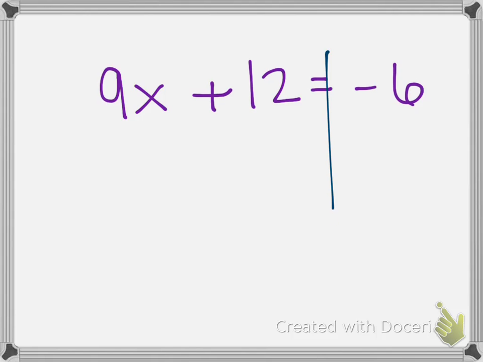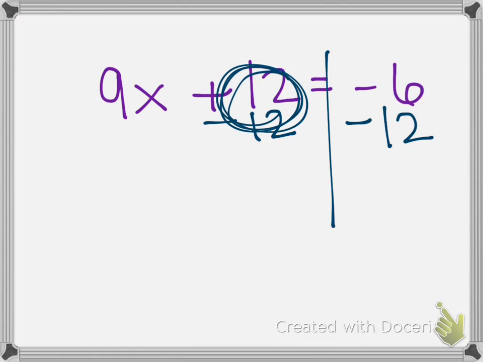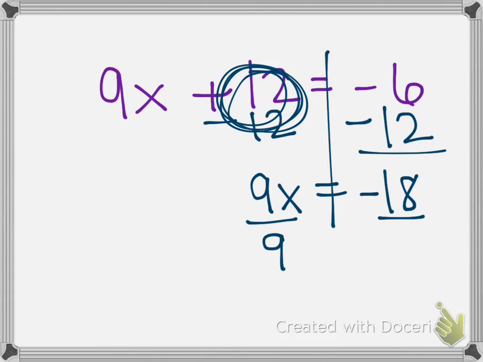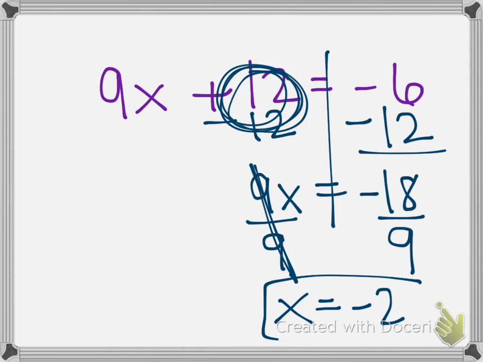Okay, next one. Same idea. We need to get rid of the 12 and the 9. So we're going to get our 0 first by minusing the 12. Positive 12 minus 12, 0. Bring down 9x. So negative 18 over here. And we're going to divide out the 9 because it's timesing. 9 over 9 is 1. So we got our 0, we got our 1. X is negative 2.